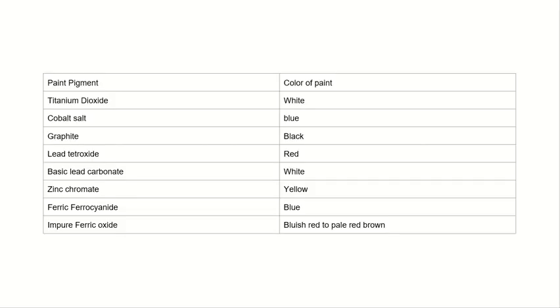Now the paint pigment and the color of the paint: titanium dioxide white, cobalt salt blue, graphite black, lead tetroxide red, basic lead carbonate white, zinc chromate yellow, ferric ferrocyanide blue, impure ferric oxide bluish red to pale red brown.